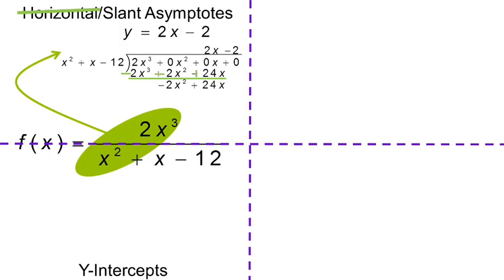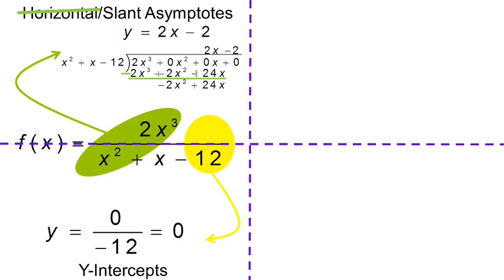Okay, so now we're going to look at the y-intercepts. So we're going to compare the constants on the top and the bottom. There's not a constant on the top, so that's the same as 0 over negative 12, which will just be 0. So this y-intercept is at 0.